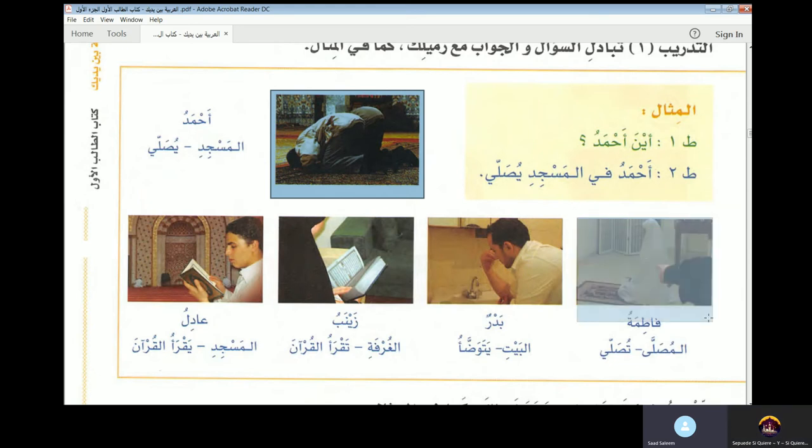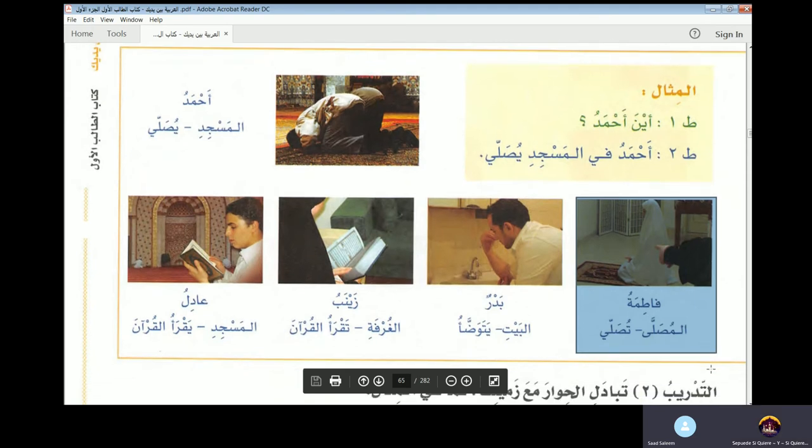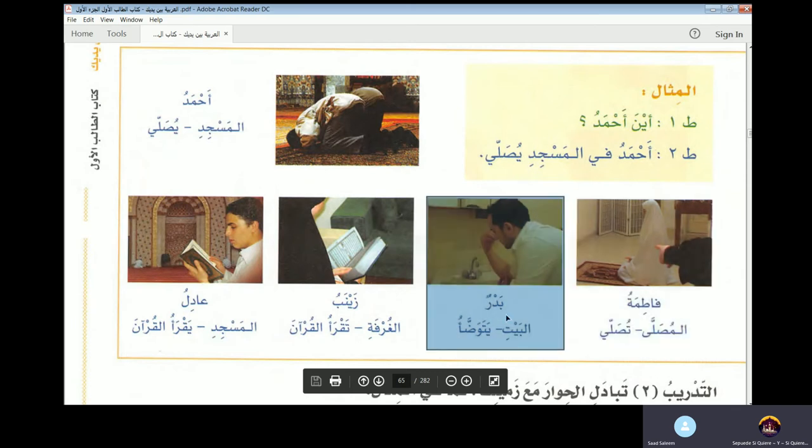Okay, next for this picture. Ayna Fatima? Where is Fatima? Fatima fil musalla, tusalli. Fatima is in the masjid praying. Feminine: she is praying.